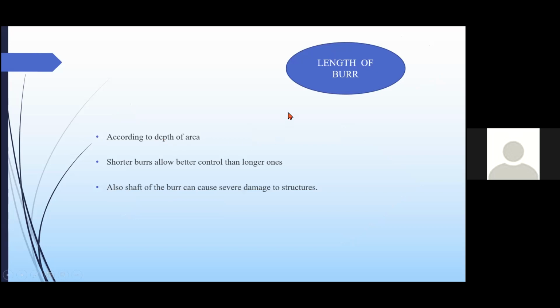The length of the burr also plays an important role in mastoid drilling, depending upon the depth of the area, whether you're working on the mastoid cortex or in the canal. One should determine the length of the burr used. Shallow burrs are usually used over the cortex, and the lengthy burrs are used for the canal. But shorter burrs have better control than the longer ones. So one has to be careful about this point also.